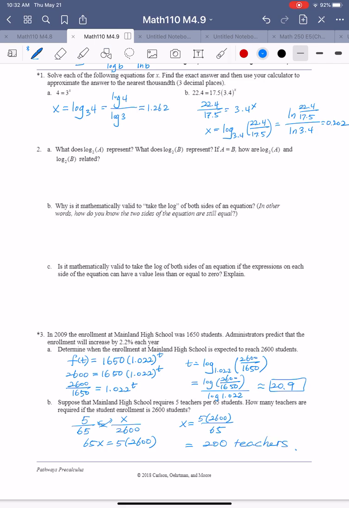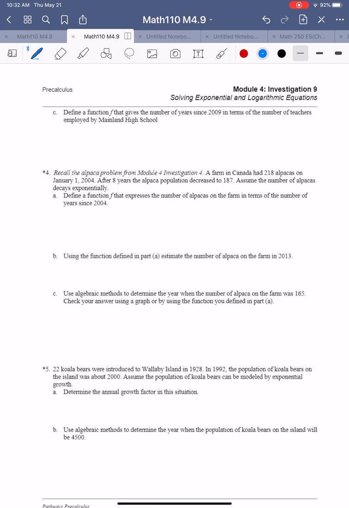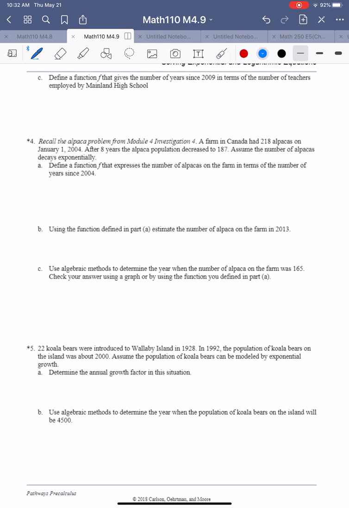All right, let's look at number 4. Now we're going to go back to the alpaca problem from the previous investigation. We called it the alpaca problem from the module for investigation 4: a farm in Canada had 218 alpacas on January 1st in 2004. After 8 years, the alpaca population decreased to 187. Assume the number of alpacas decays exponentially. Define the function to express the number of alpacas on the farm in terms of the number of years since then.